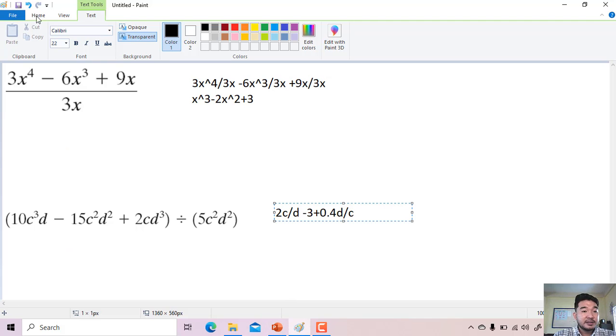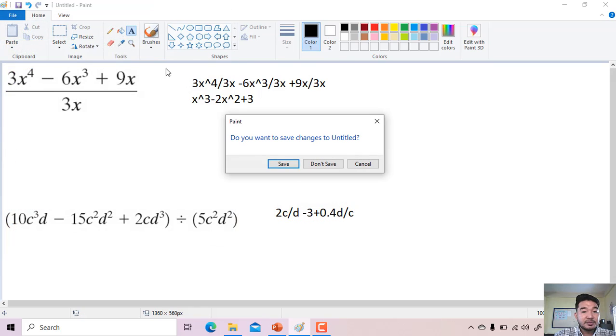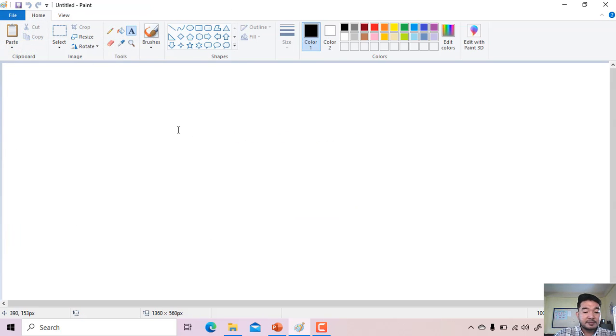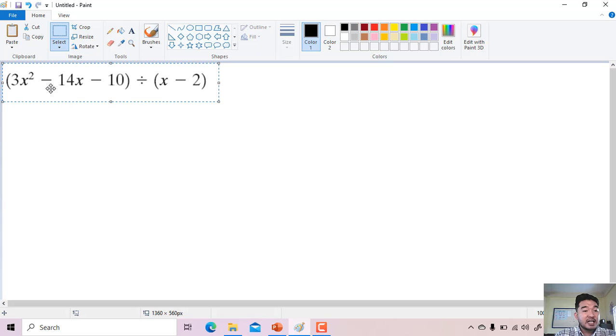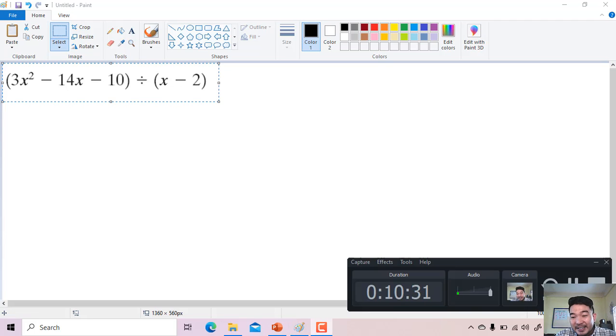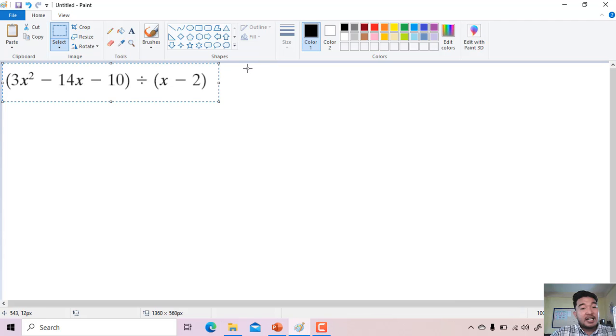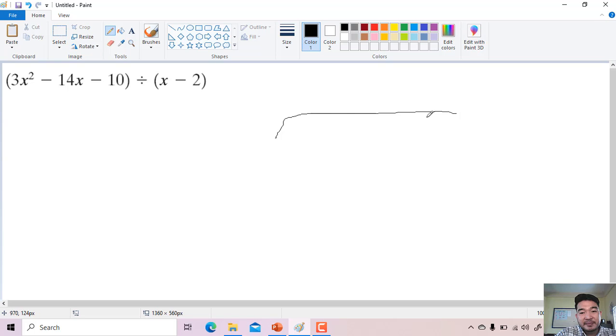Let's go here. We have 3x squared minus 14x minus 10 divided by x minus 2. So how can we divide this using... Okay, let us try to divide this. So kung long method ang ating division, so gagamit tayo ng... ayan, kung naalala niyo pa yan. Diba? Ganyan yun.